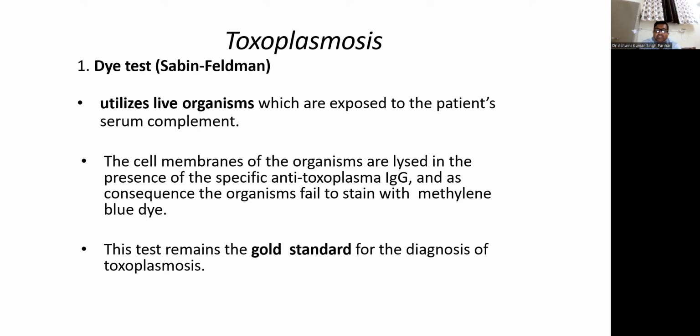Here live organisms are used, and when they react with the specific anti-toxoplasma IgG, lysis happens. And the result is what? Once lysis happens, the organism does not take the methylene blue dye stain. Usually in a methylene blue dye test, the organism takes the stain. When you mix them with the anti-toxoplasma immunoglobulin, they get lysed and the stain becomes negative. So it is still the gold standard test for making the toxoplasma diagnosis.